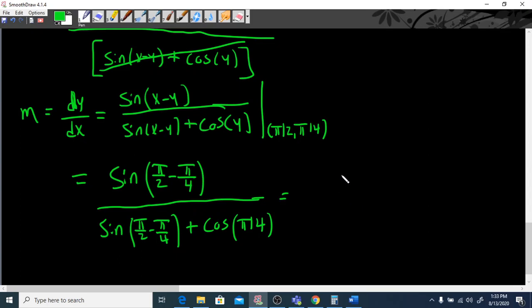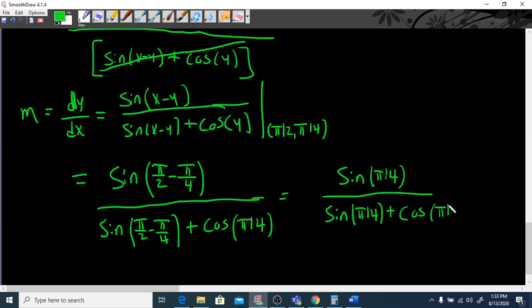All right. Good. So the sine of pi over 2 minus pi over 4. Oops. Let's fix that, yeah? Pi over 2 minus pi over 4 is certainly pi over 4. Okay. Same thing down here. Sine pi over 4 plus cosine pi over 4. Okay? Pi over 4, right?